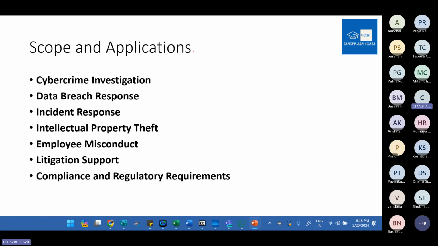Then what are the scope and applications? Cybercrime investigation, definitely it's a big scope. Data breach response, which we usually call incident response. Then we have intellectual property theft. Okay, who will tell me what intellectual property is?